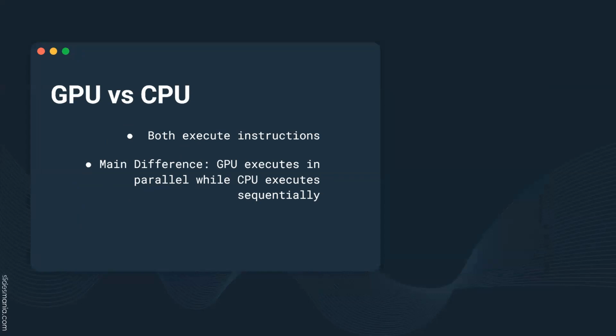So the one big similarity between the CPU and the GPU is that they both execute instructions.